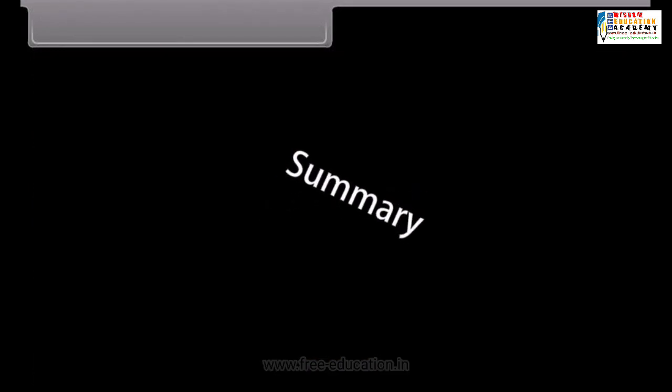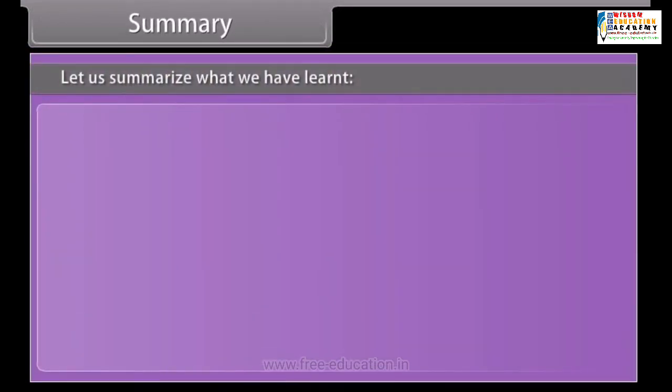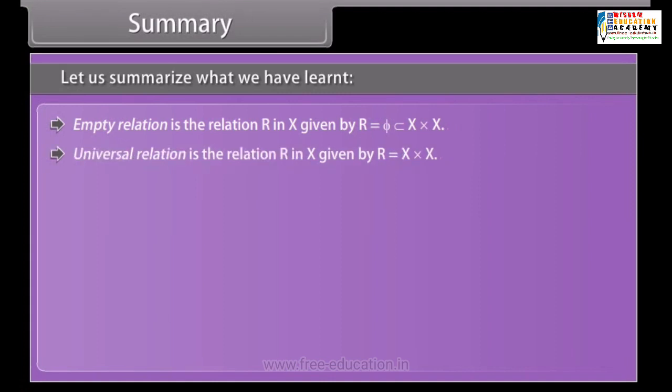Summary. Let us summarize what we have learned. Empty relation is the relation R in X given by R equals the null set, which is a subset of X cross X. Universal relation is the relation R in X given by R equals X cross X.